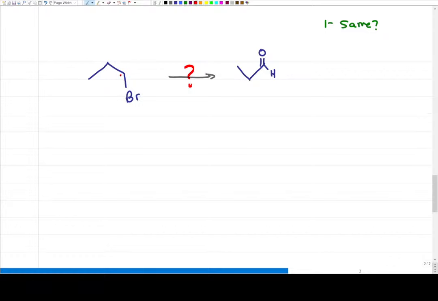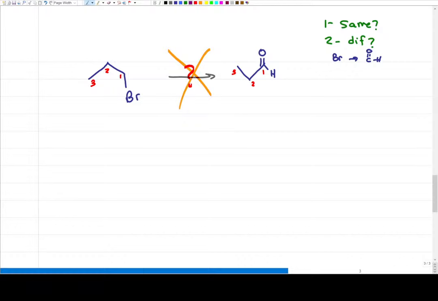The number of carbons, I have 1, 2, 3. In the product, 1, 2, 3. It doesn't change. Then we look at what is different. What's different is that we turned a bromine into an aldehyde. Now, I don't know about you, but I don't know how to turn a bromine into an aldehyde. And so instead of asking how do I turn a bromine into an aldehyde, that's my A to Z problem, way too much. I'm going to take a step back and ask, how can I make an aldehyde from anything else? Do I know another reaction or set of reactions that can do that?